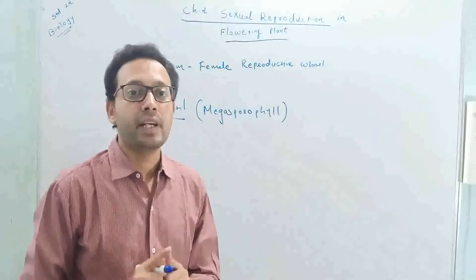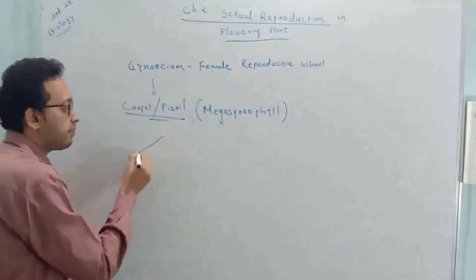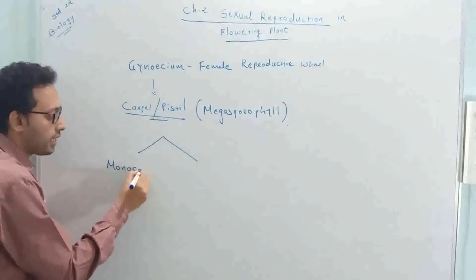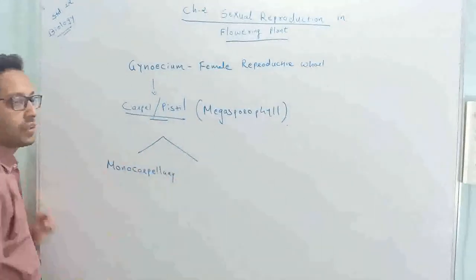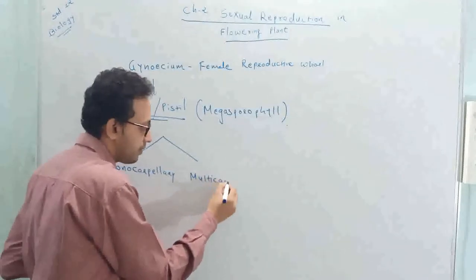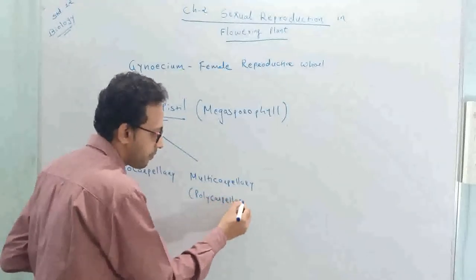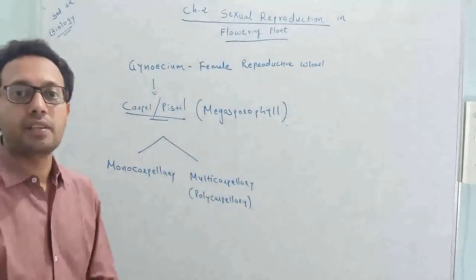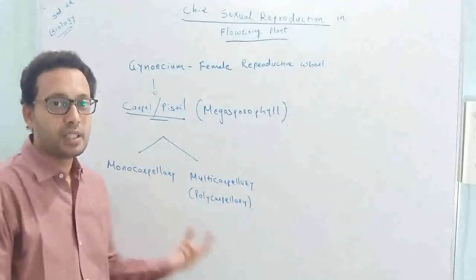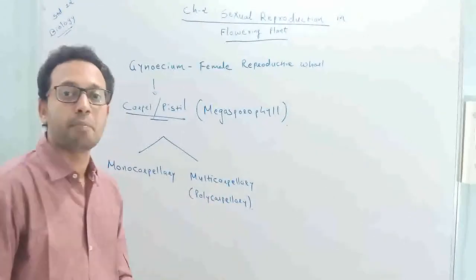How many carpels are present in a plant? The number of carpels present in a gynoecium, or in a flower, may vary. If the flower possesses only one carpel, such a flower is called monocarpellary. If there are many carpels, then it's called a multicarpellary flower, or it can also be called a polycarpellary flower. Clear? So based on the number of carpels, the flower can be divided. If it possesses one carpel, then it's called a monocarpellary flower. If it possesses two carpels, then it's called a bicarpellary flower. And if it possesses many carpels, then it's called a multicarpellary or polycarpellary flower.